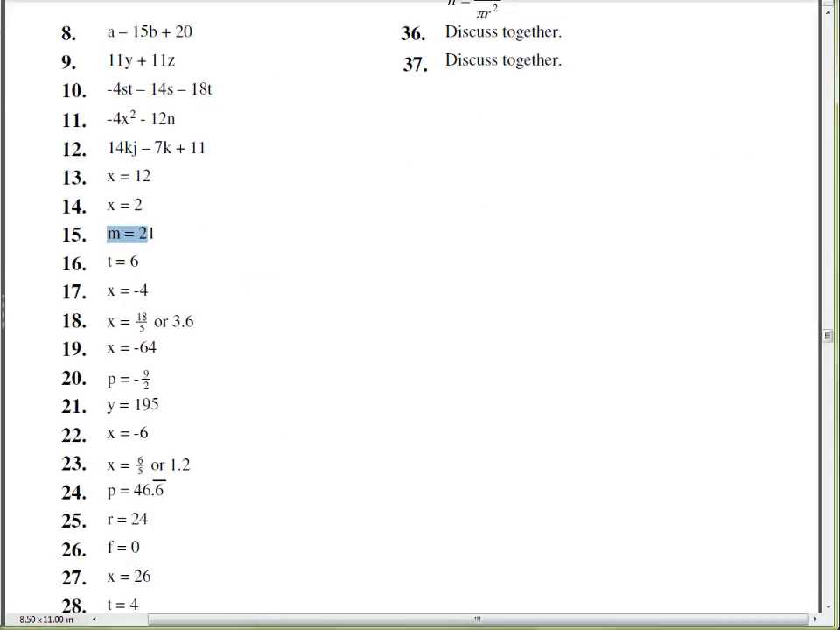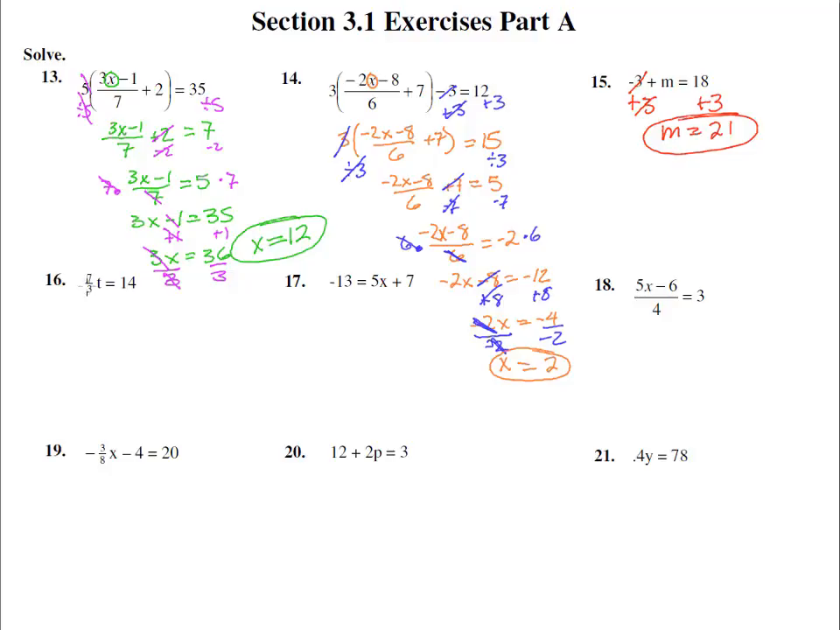m equals 21. Number 16, 7/3 t equals 14. How do we get rid of a timesing by 7/3? Well, we divide by 7/3. Let's make sure and do this on the other side. Divided by 7/3 is the same thing as timesing by 3/7. Okay, that's what division of fractions does. So 14 over 1 times 3 over 7 is 42 over 7, gives us 6.